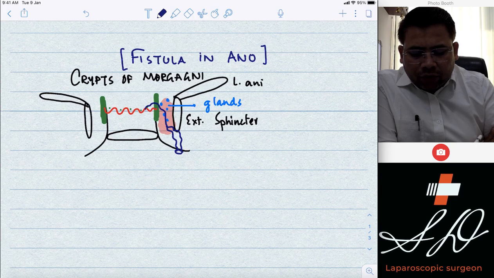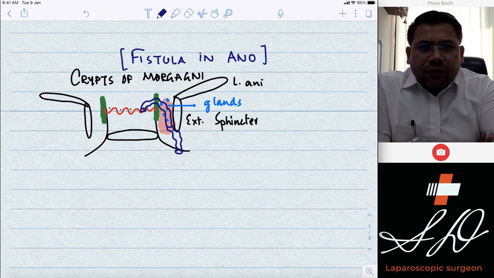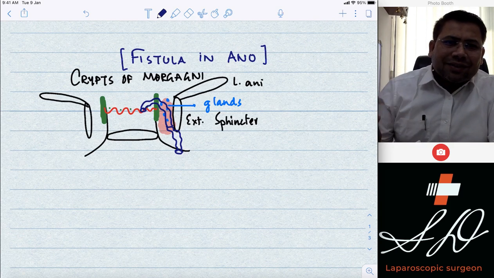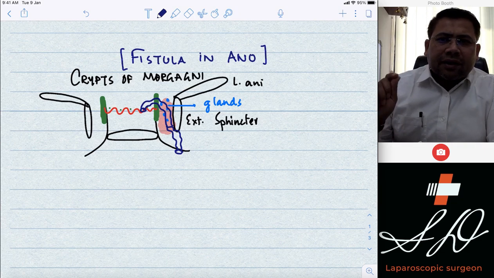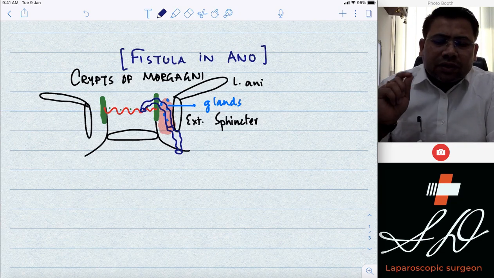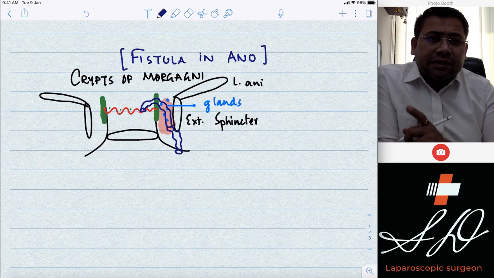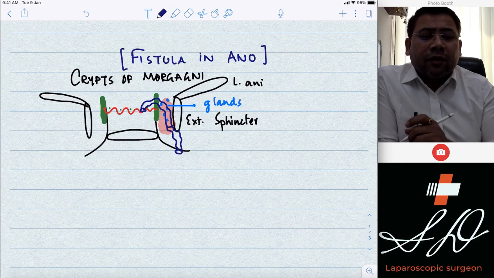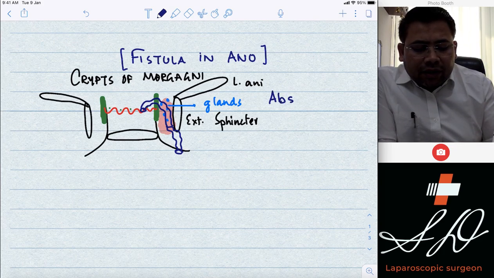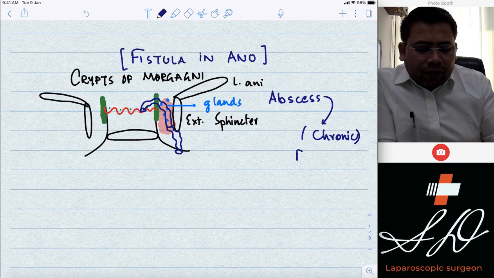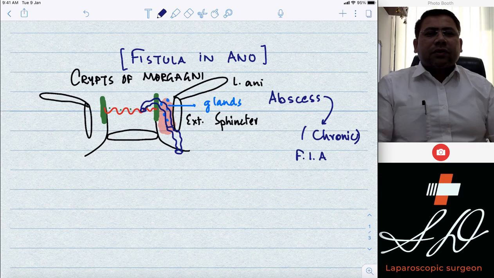By default, one opening is at the level of the crypts of Morgagni. So there is a tract having one opening on the skin and one opening in the anal canal, generally or mostly at the level of the dentate line, and this is what is known as a fistula. Since it is in the anus, it's a fistula in ano. An abscess is acute, and if you leave it for a long time and it becomes chronic, it will convert itself into a fistula in ano.